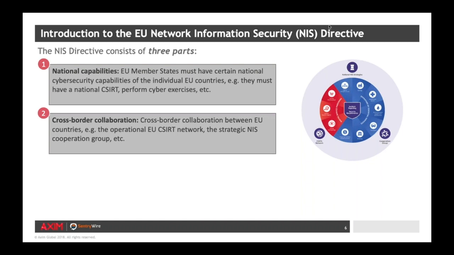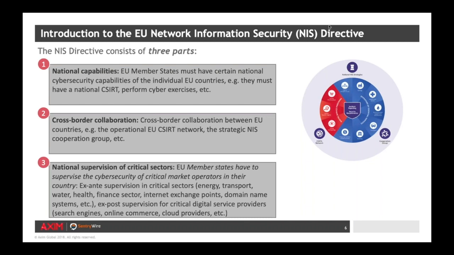The second big component of the directive talks about the level of cross-border collaboration between EU member states as it relates to cybersecurity, as well as the build-up of an EU CSIRT, which acts as a coordinating entity and also a cooperation group that goes with it. And obviously, that entity will also start to cooperate with other players outside of the EU or outside of the government organizations.